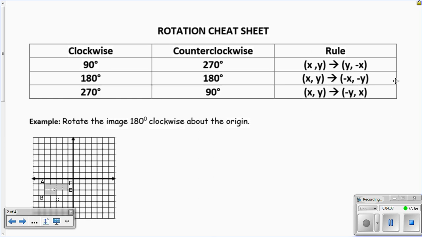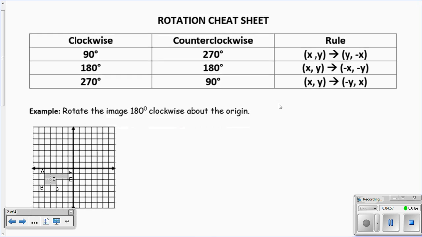So if you can memorize these rules, it's going to save you so much time and effort. Otherwise, what you could do is just redraw the image on graph paper or a whiteboard and then physically rotate it yourself to see where it ends up and then draw that new image. Okay? By the way, I think I've already mentioned this: a pre-image is before a rotation and an image is after a rotation.